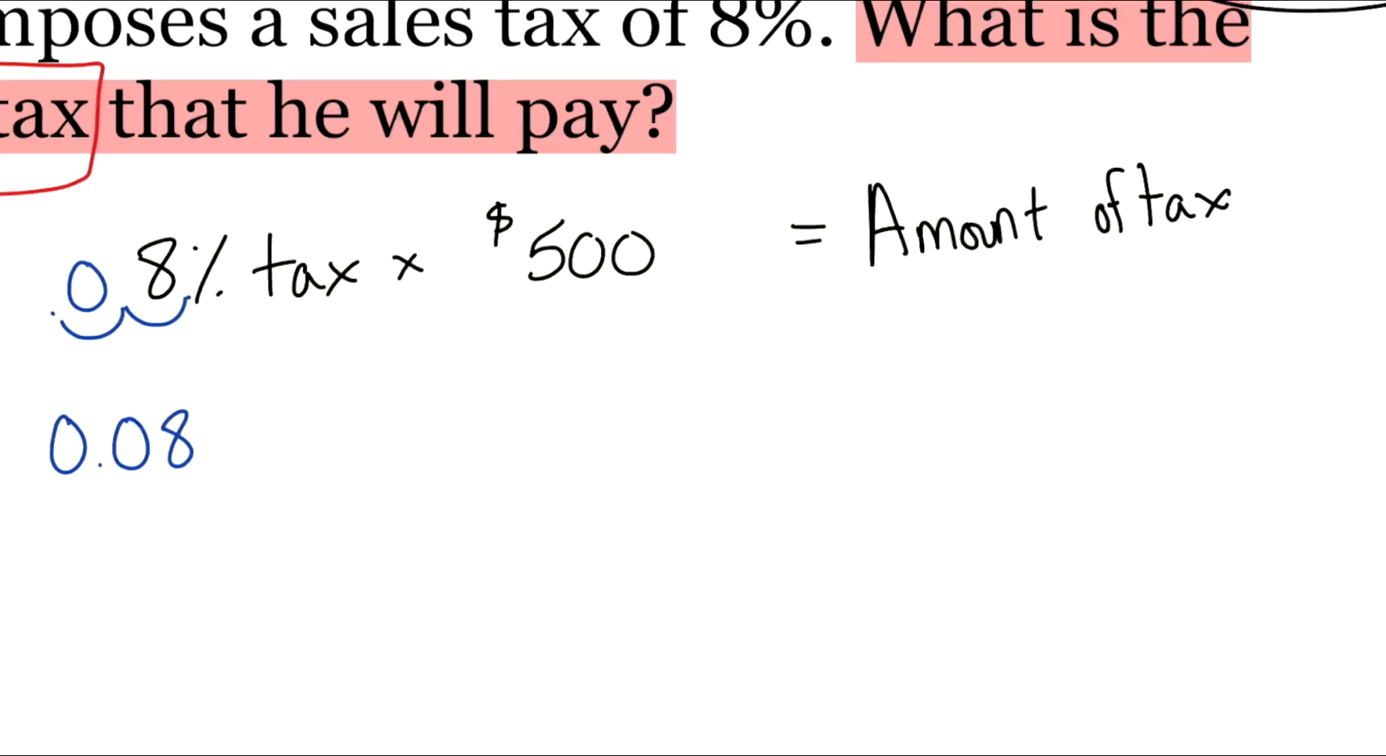Do we understand that before I continue? I know a couple of us may have made that mistake, and I do want to make sure I always reinforce that for sure. I got you. So we have 0.08 multiplied by the 500, and that's going to equal the amount of tax.